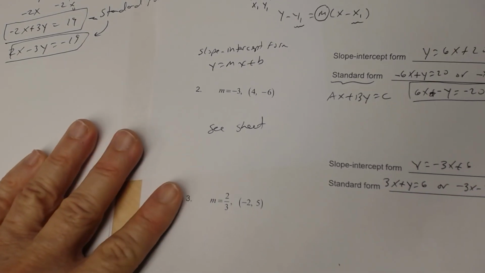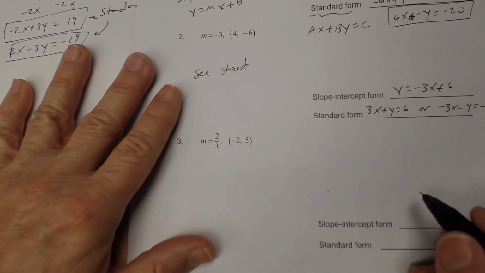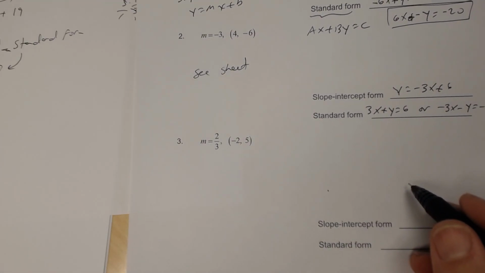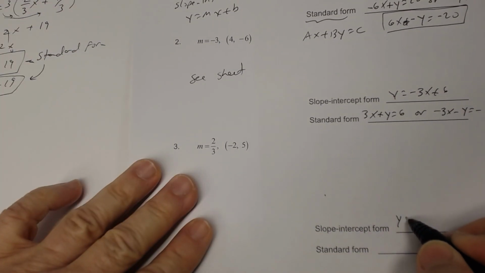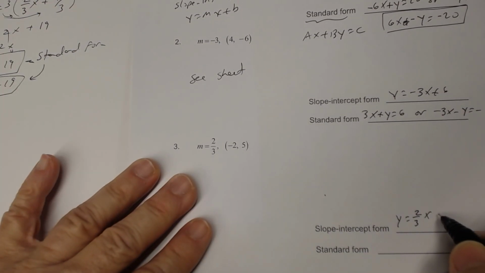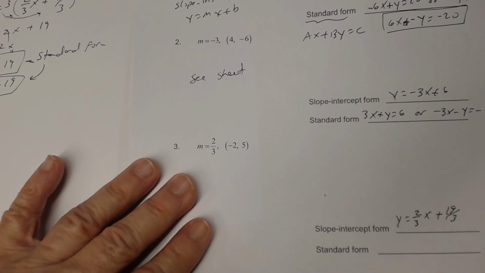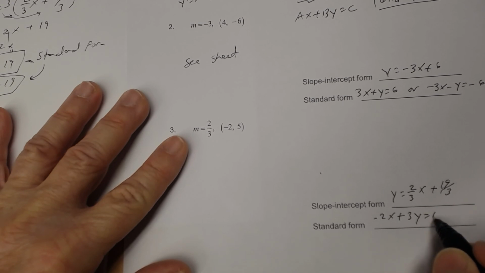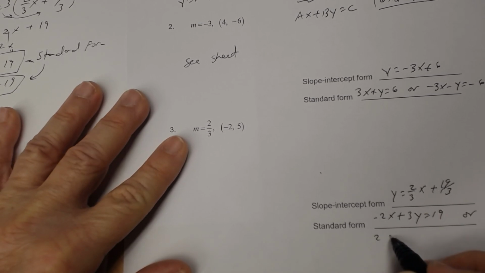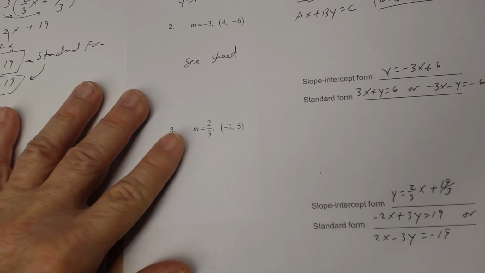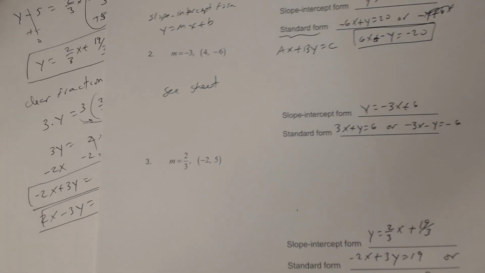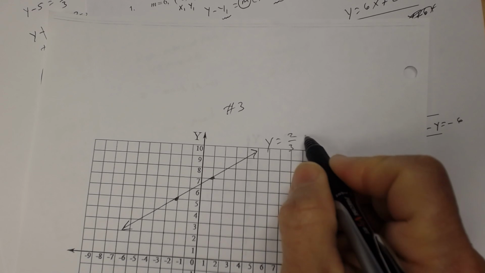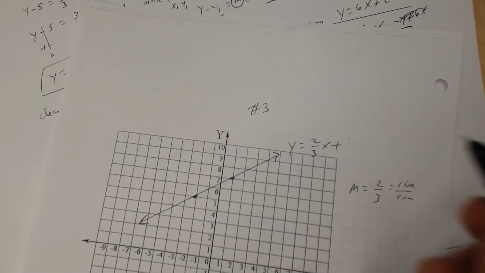So number 3, your slope-intercept form is y equal y equal 2/3 x plus 19/3. And then standard form, you could have said negative 2x plus 3y equal 19, or 2x minus 3y equal negative 19. All right, so that was number 3. So remember, what we just found was that the equation of this line right here is y equals 2/3 x plus, that was 19/3, plus 19/3.